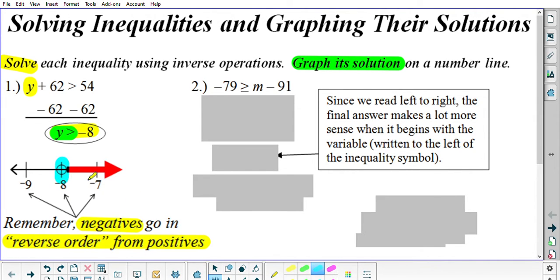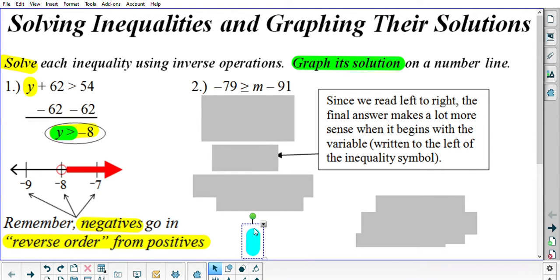Now you will notice that I have an open circle at the starting point. The reason why it's an open circle is because if y is greater than negative 8, then it cannot equal the negative 8. The only way it could equal the negative 8 is if there was a bar underneath the greater than symbol, then that would mean or equal to. But since number 1 did not have that, then we leave the starting point as an open circle to show that the y cannot equal the negative 8. Okay, so that was problem number 1.